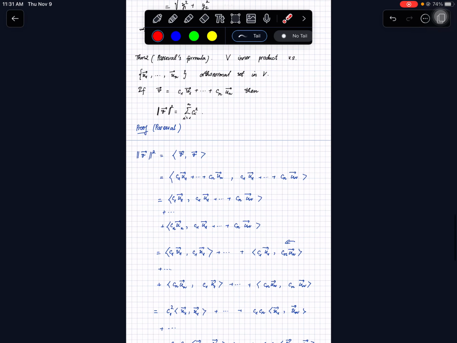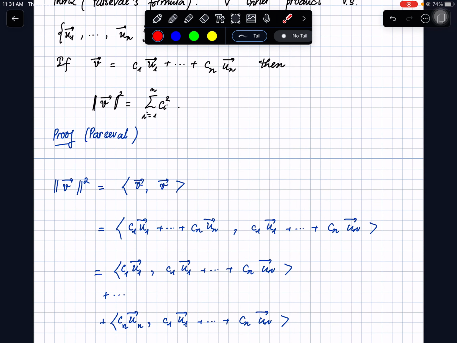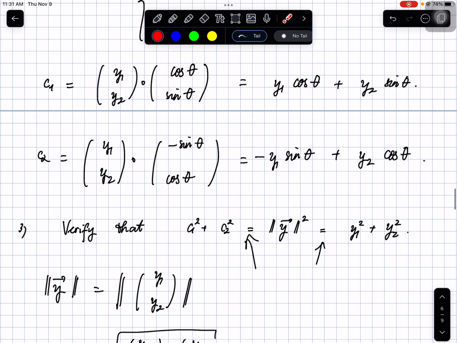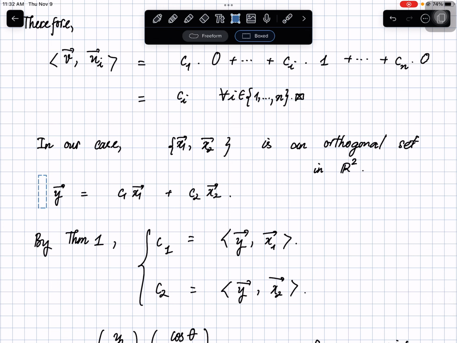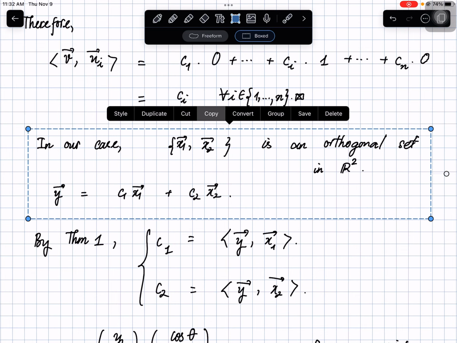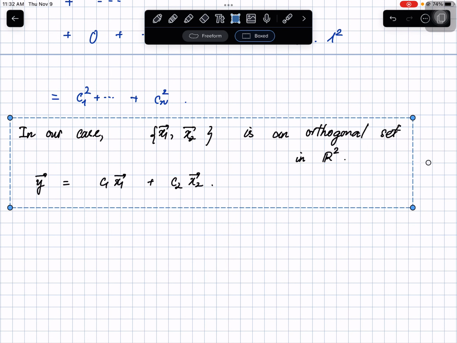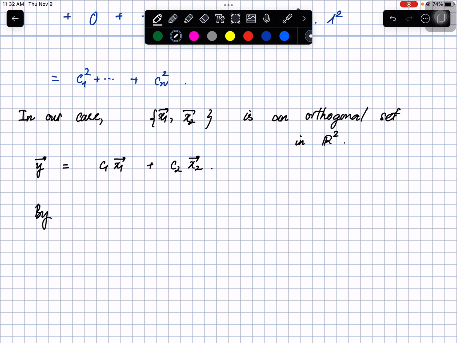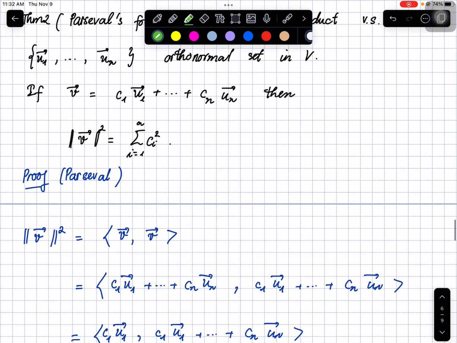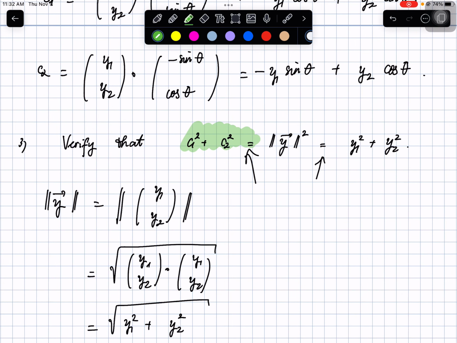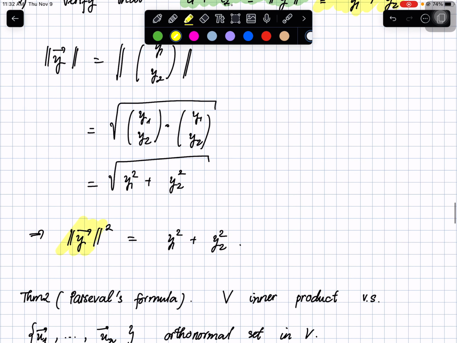So in our case, we know that the norm of V squared is the sum of Ci squared. In our case, vector Y is of this form. By the Parseval formula, we have the norm of vector Y squared is the sum of all coefficients squared. In our case, C1 squared plus C2 squared. That's all. Therefore, we did prove the very first equality in the exercise, here, this equality. And the other one, we already proved from the beginning. This is the definition.